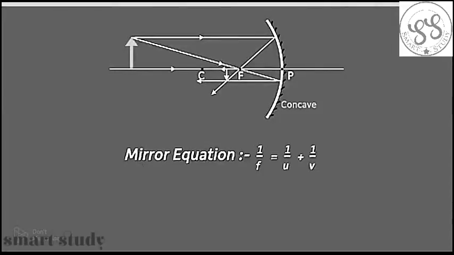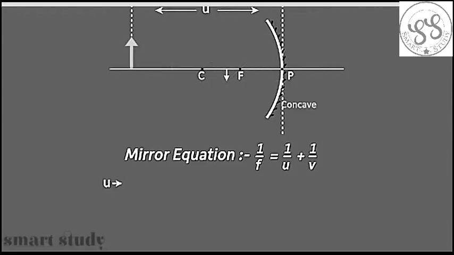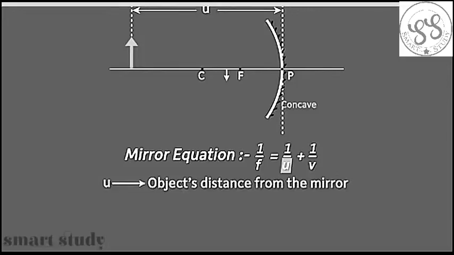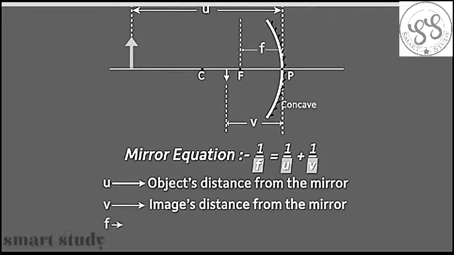In the previous video, we derived the mirror equation. The mirror equation gives the relation between three things. And what are these three things? U is the object's distance from the mirror, V is the image's distance from the mirror, and F is the focal length, which is the distance between the pole and the principal focus.